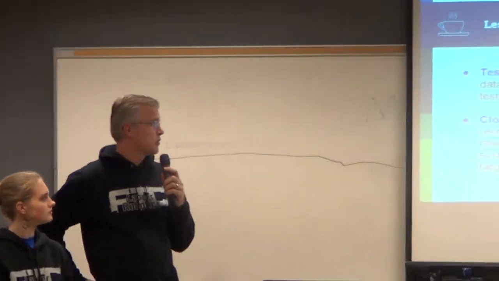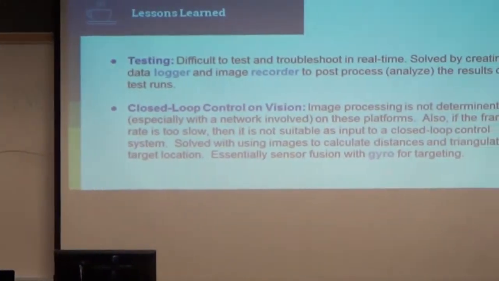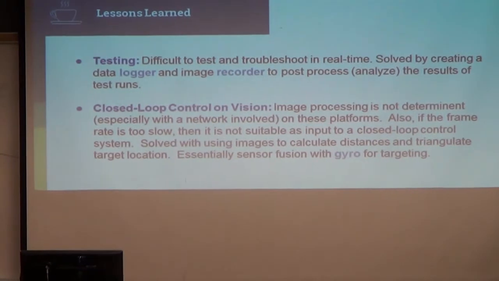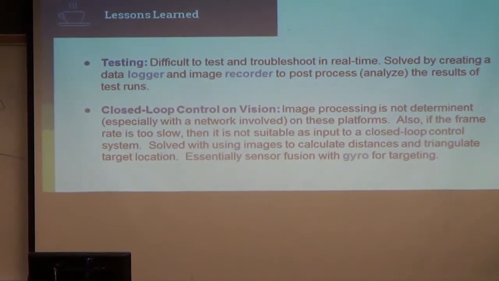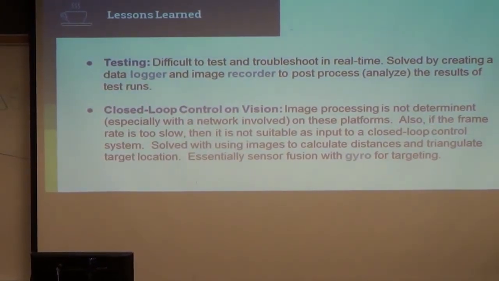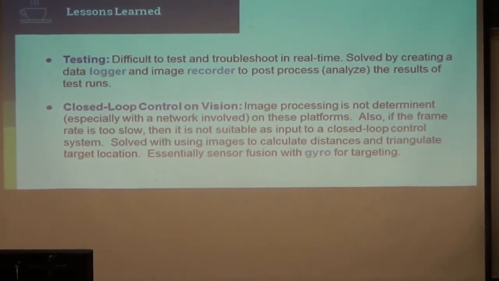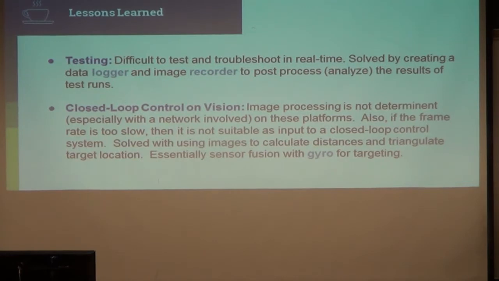So, closed loop control with vision. Other teams are doing this too, and at Worlds they presented on it, but basically, you don't want to close loop control directly from your images from your camera, because there could be latency, and you may not get the update rate that you want. So what we do is we use the camera to triangulate where the target is.